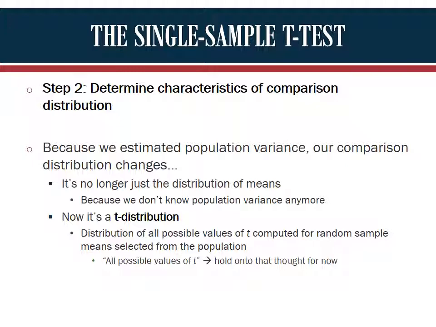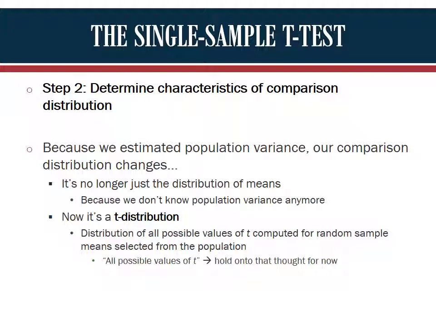So what is the t-distribution? It's the distribution of all possible values of t computed for random sample means selected from the population. That's a bit of a mouthful. It's actually not that different from the distribution of means. Remember, the distribution of means was all possible sample means from the population, like all possible groups of whatever the same sample size is, like in our M&M demo. The t-distribution is a similar idea, but it's a little different.